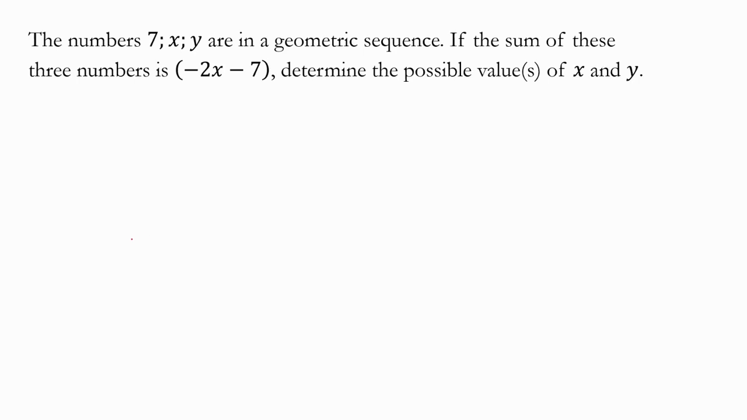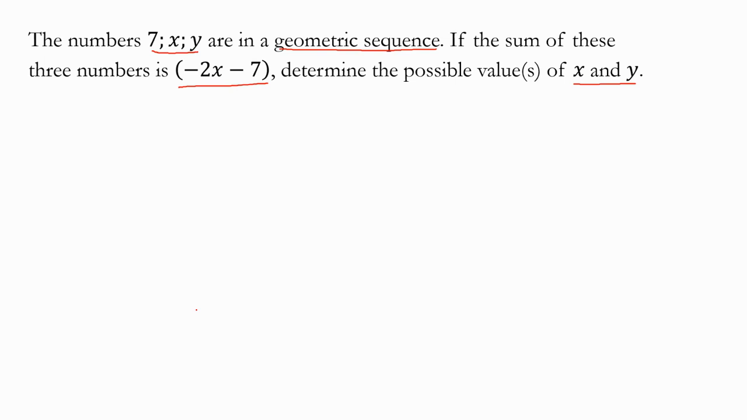Right, we're doing question 8a now. The numbers 7, x, y are in a geometric sequence. If the sum of these three numbers is negative 2x minus 7, determine the possible values of x and y. Interesting. We're finding the values of x and y, so it means here we have to create two equations and solve the equations simultaneously.